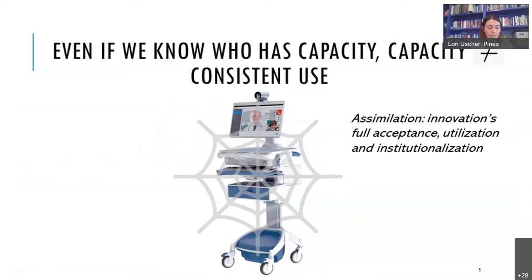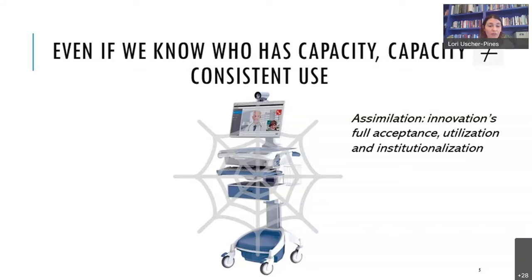So our team solved this one problem of figuring out who has telestroke capacity, but we faced the additional challenge of trying to figure out if and when telestroke was activated with individual patients. Marcia talked a lot about this issue of activation and how just having the technology and the program in place doesn't mean that you're actually activating it with individual patients that may benefit. So I want to talk a little bit about this concept of assimilation. Assimilation is something that's often discussed in the implementation science literature, and it's really important here. Assimilation is an innovation's full acceptance, utilization, and institutionalization. In the case of telestroke, if a program is really assimilated, it means that telestroke will consistently be activated with patients that could benefit from it.